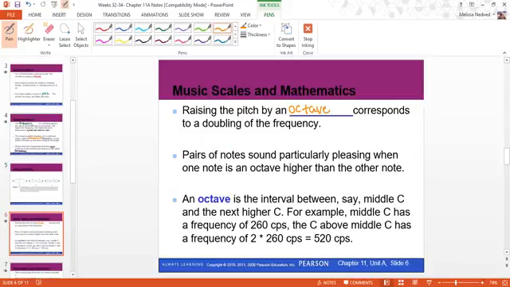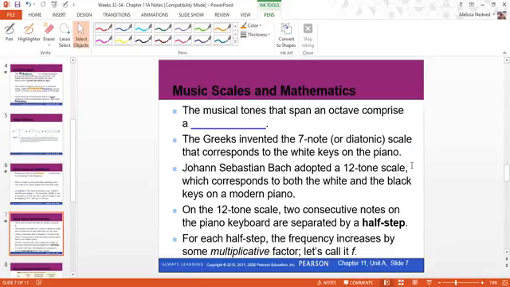All right, we've got one more slide of vocab, and then we'll go ahead and get into some of the math behind this. A musical tone that spans an octave comprises a scale. The Greeks invented the 7-note, or what we call a diatonic scale, that corresponds to the white keys on the piano. So if you think about a piano, it's got the white keys and the black keys, and there are more white keys than there are black keys.